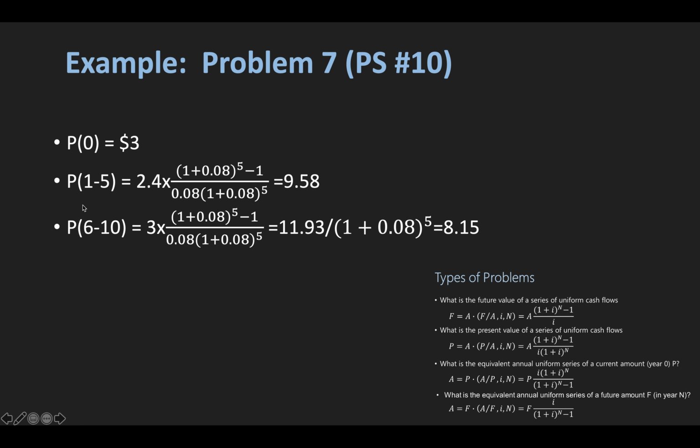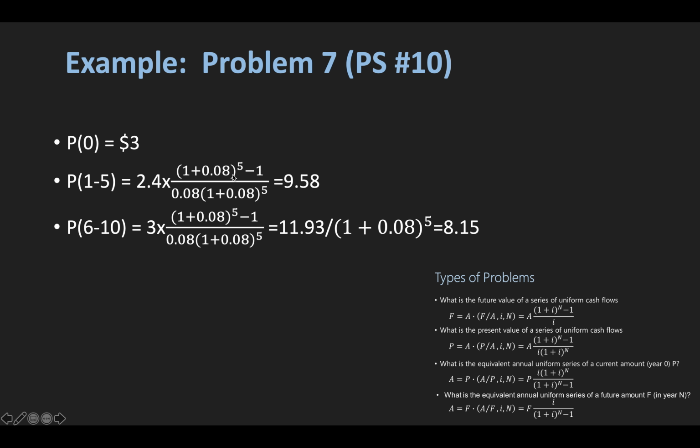Year 1 to year 5. For year 1 to year 5, what we have is A. For each year, we have $2.4 million. We know the period, which is 5 years. We know the interest rate, which is 8%. And I already have this function listed here. We know A, we know I, we know N. We're trying to calculate P. So P equals A multiplied by this big chunk. You can put the number here. That's exactly what I did, and calculate the total value.